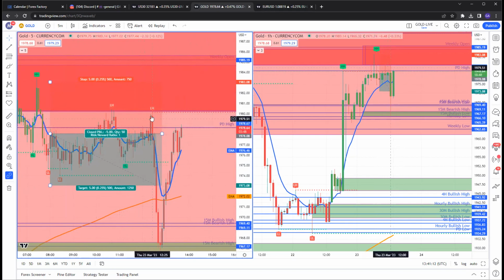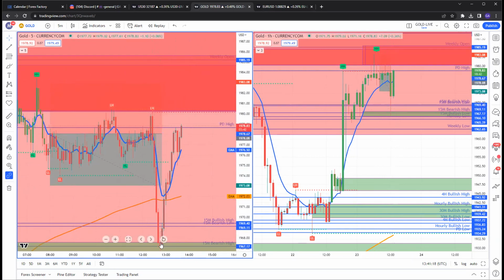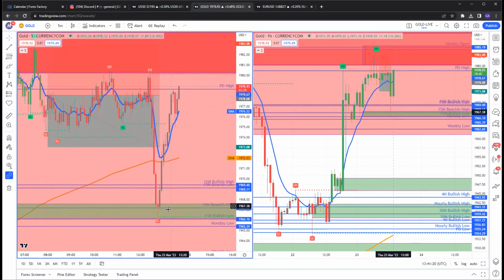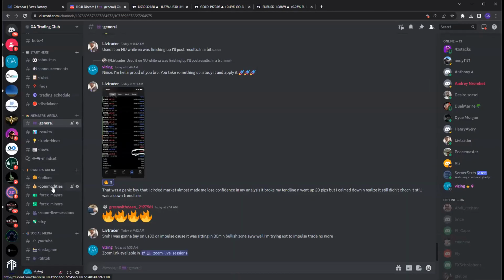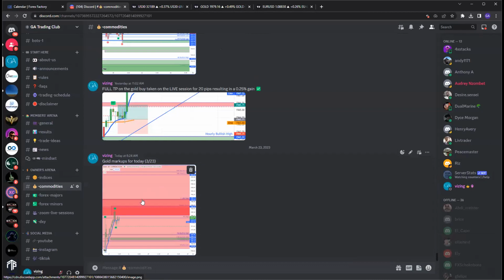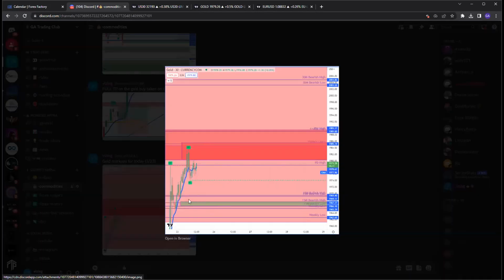And then it went up before the 8:30 news, the unemployment claims. And then after news, I saw this break. And guess what, right? You can see this demand zone. Looking at our Discord where I normally send the trades, if I go to commodities, and that's the gold. So gold markups for today, look at that demand zone, right? So I told you guys, it's up to you guys for some of these trades to set pending orders.